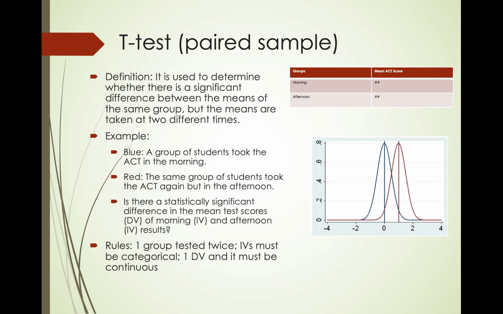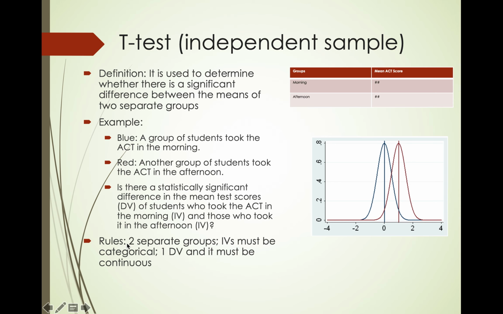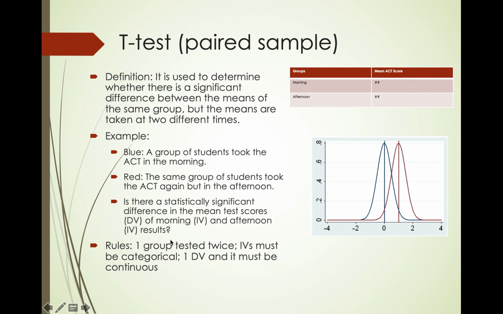So the question would be, is there a statistically significant difference in the mean test scores of morning and afternoon results? So in terms of the rules, the one group, but it was tested twice. So this is the 2 absolutely separate groups. This is one group, but it's been tested twice. The IVs must be categorical, it needs to only have 1 DV, and it must be continuous.